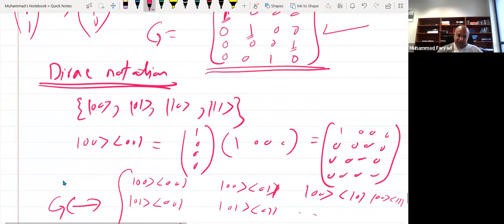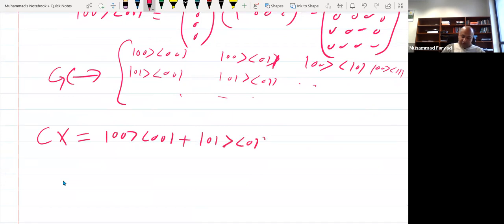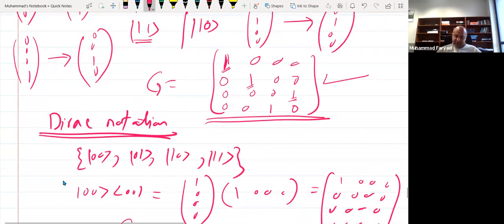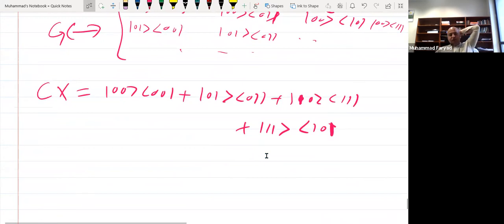So it means the G for control X is |00><00| plus |01><01| plus |10><11| plus |11><10|. And this is because this corresponds to the product of |01> and <01|, and this corresponds to the product of |11> and <10| states. Okay, any questions so far or any confusion?